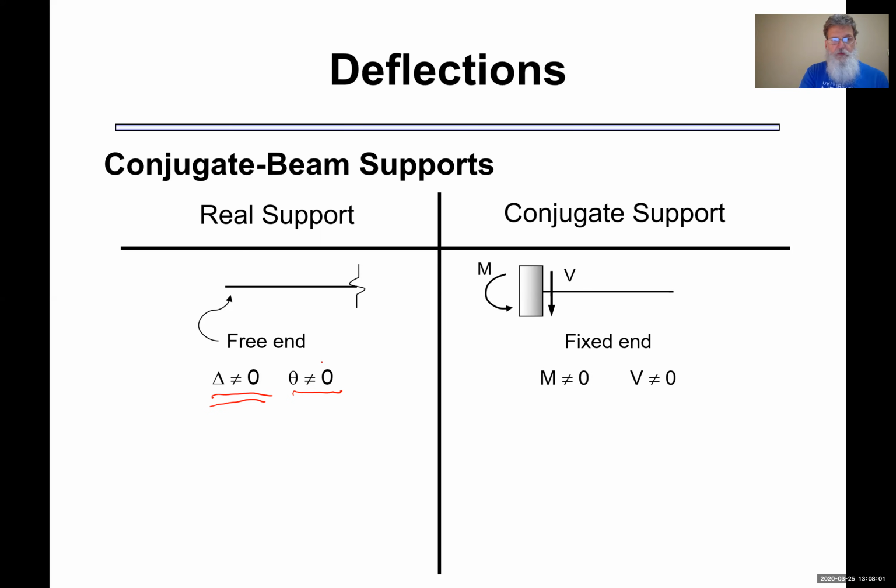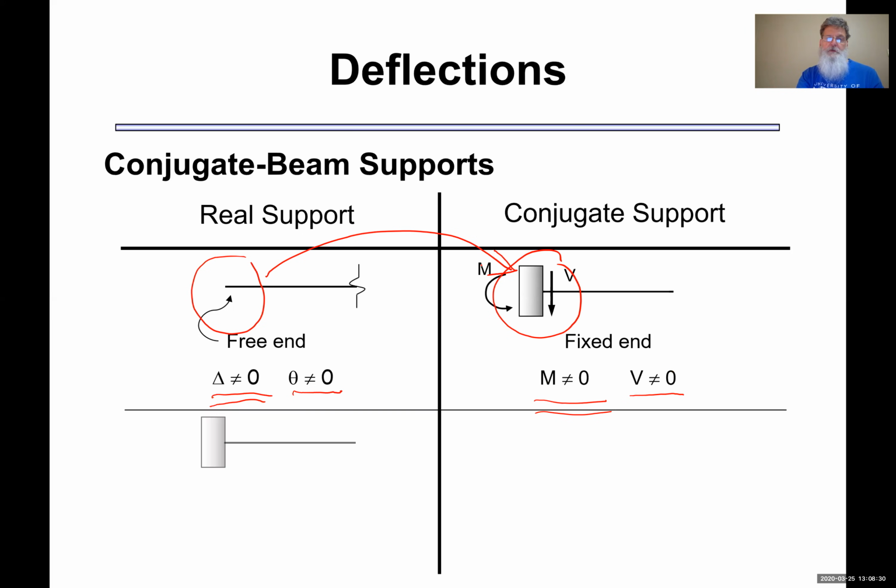So again, you can see that zero moment, non-zero displacement, non-zero moment, I'll get it right in a second. Non-zero slope, non-zero shear. So again, the shortcut of this is a free end in a real beam maps to a fixed connection in the conjugate beam. And this works vice versa too.